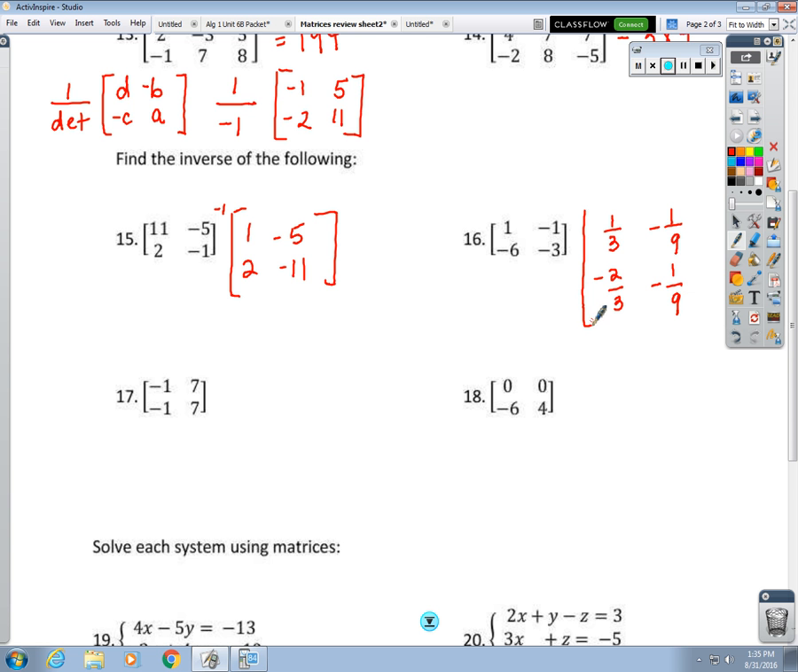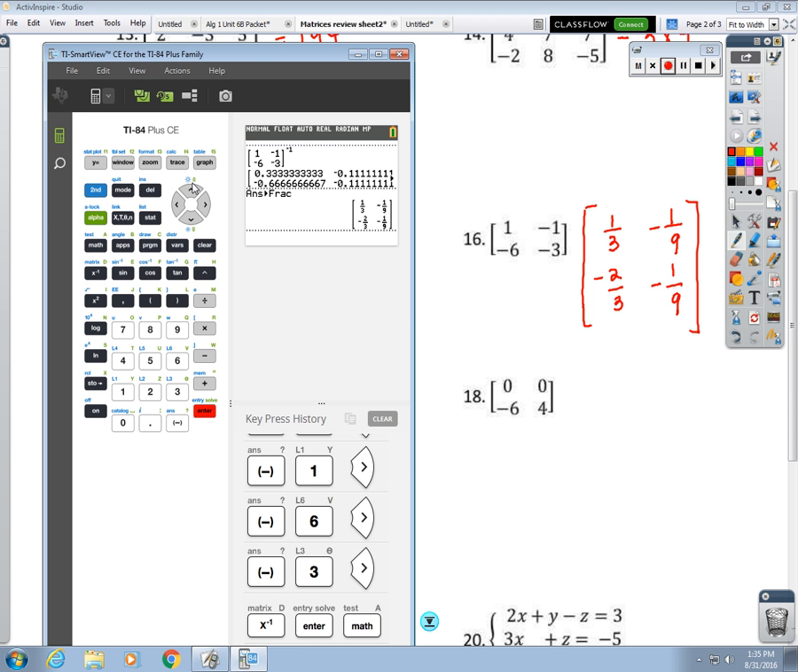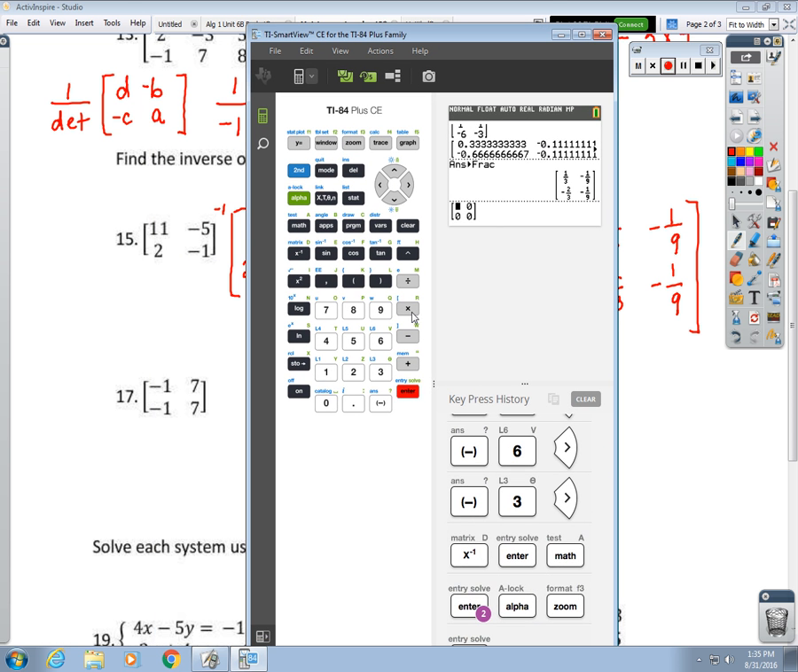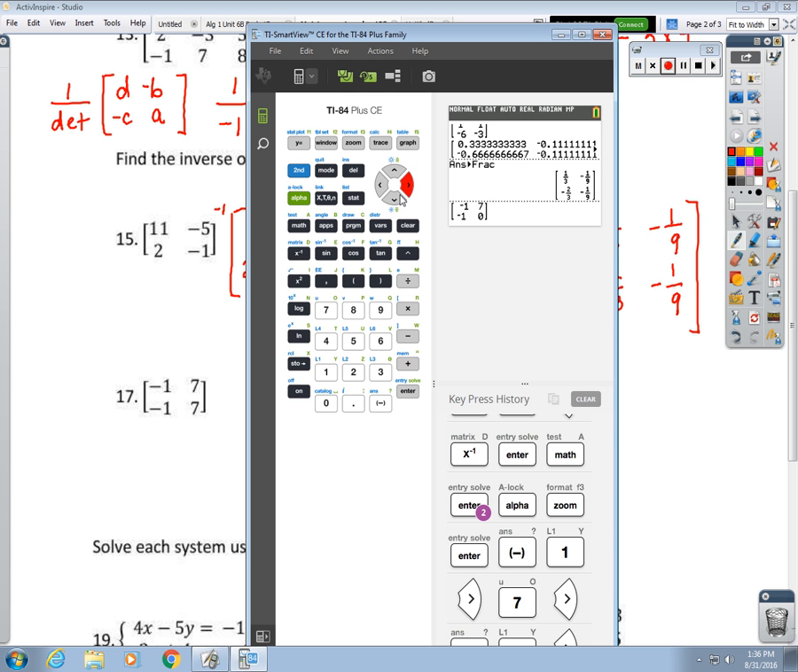Okay, so see how that one, the inverse, ended up being totally different numbers from the original matrix? The only reason it worked out looking so nice in the first one was because our determinant was a negative 1. Alright, number 17. Another inverse of a 2 by 2. So, alpha zoom, 2 by 2. The elements are negative 1, 7, negative 1, and 7.